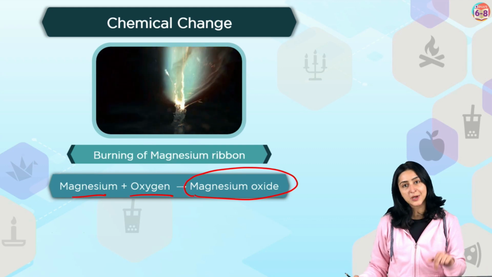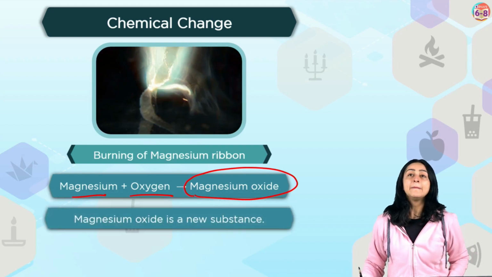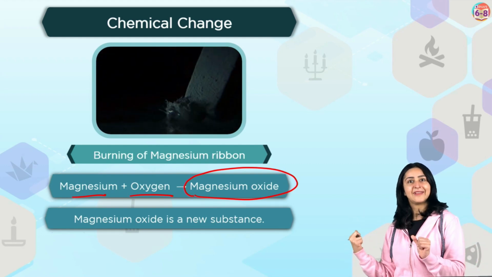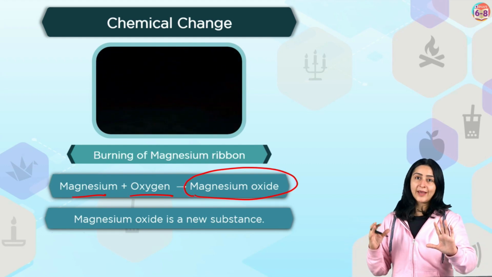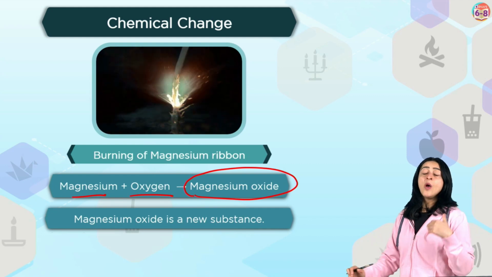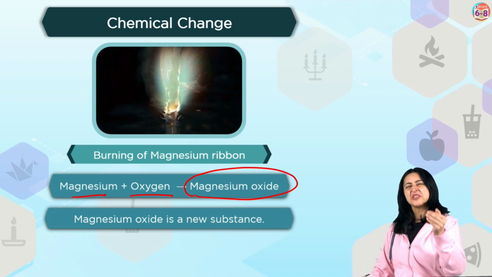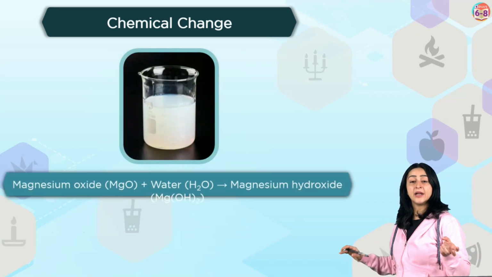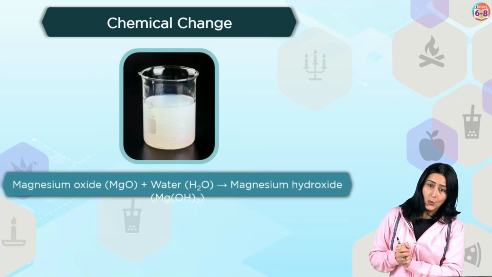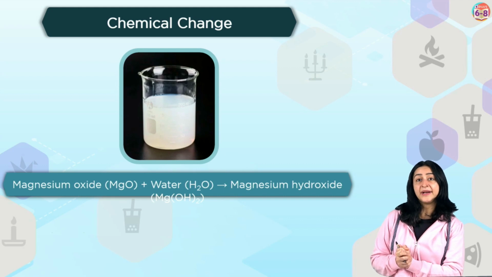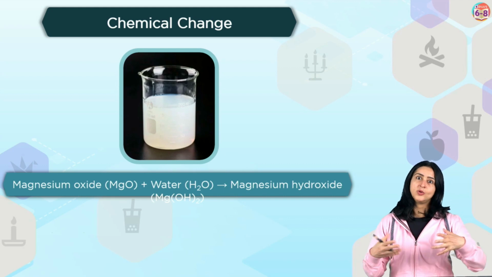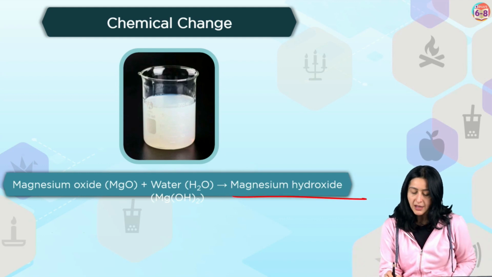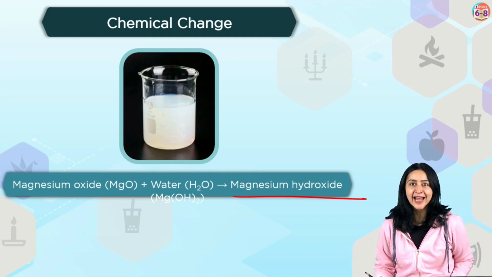So what has happened over here? Chemical properties have changed, and magnesium oxide is a completely new substance. Chemical change, right? Okay, now we have got magnesium oxide. What do we do with this magnesium oxide? Let's go a step further and let's take this magnesium oxide and let us combine it with water. Okay, now when you combine magnesium oxide with water, you get a new substance again, new chemical properties again. What do you get? Magnesium hydroxide, right?